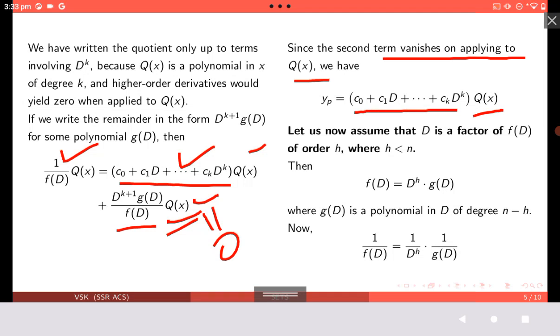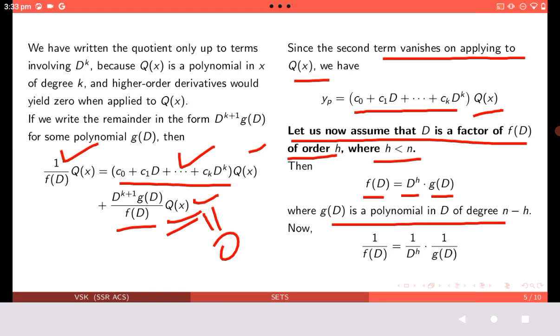Now let us assume that D is a factor of F(D) of order, say, h, where h is less than n. Then how will we write F(D)? F(D) can be written as D to the power h into some G(D), where G(D) is a polynomial of degree n minus h. Then 1 upon F(D) can be written as 1 upon D to the power h into 1 upon G(D).